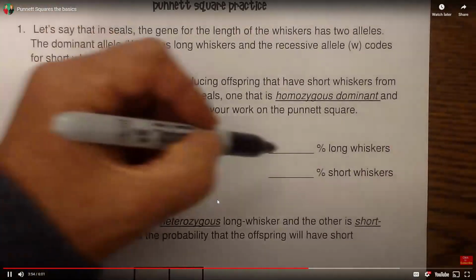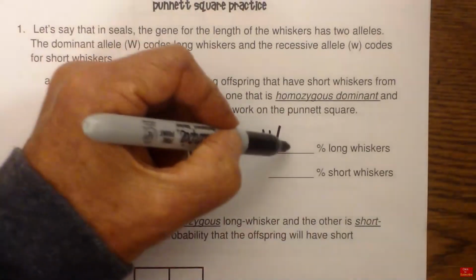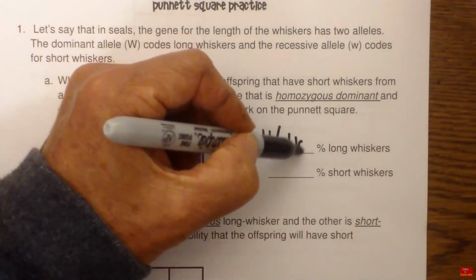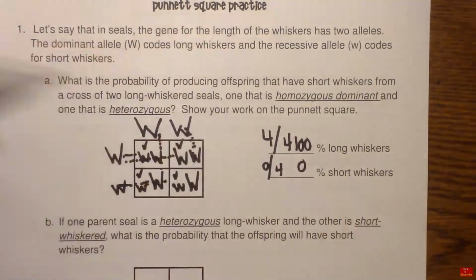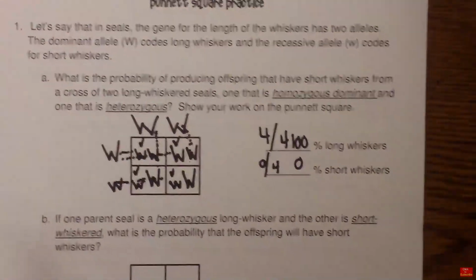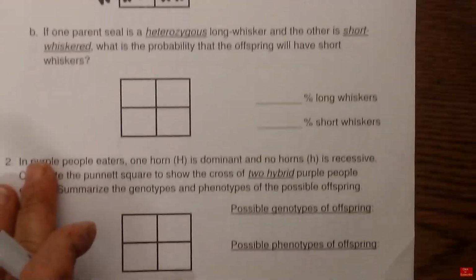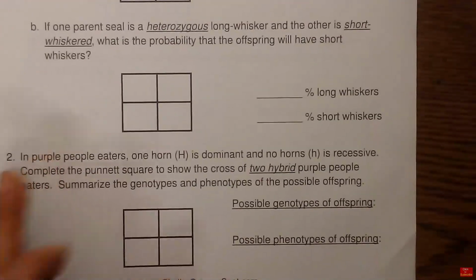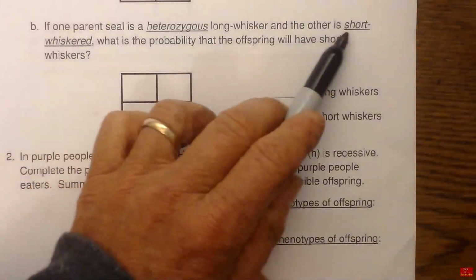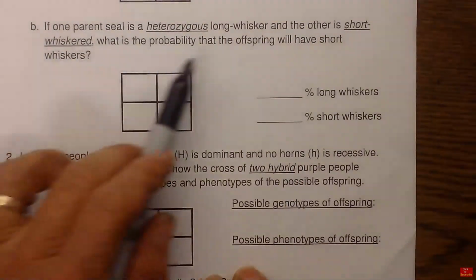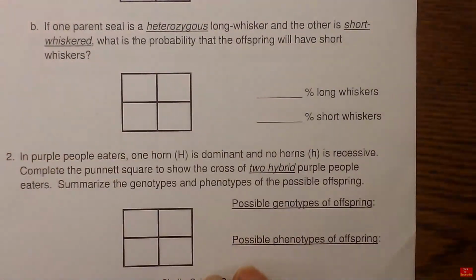The chances of getting long whiskers are 4 out of 4, which is 100%. And then this would be 0 out of 4, or 0%. Okay, that's our first example problem. Let's work one more, and this one has something that's a little tricky, but we can figure it out. It says if one parent seal is heterozygous long whisker, and the other is short whiskered, what is the probability that the offspring will have short whiskers?